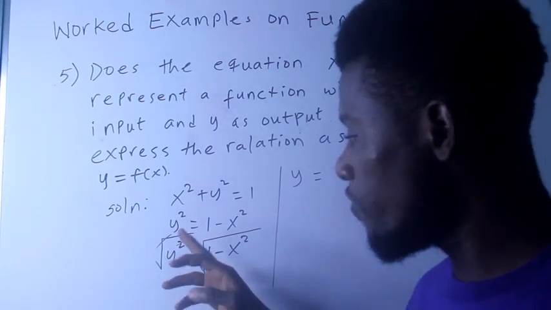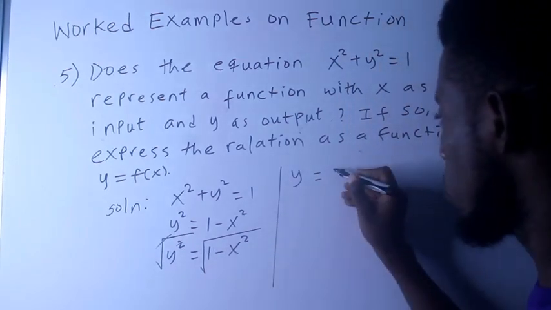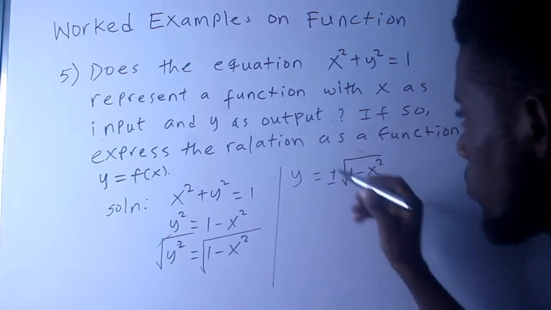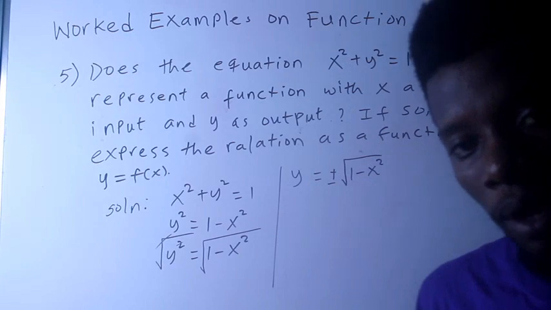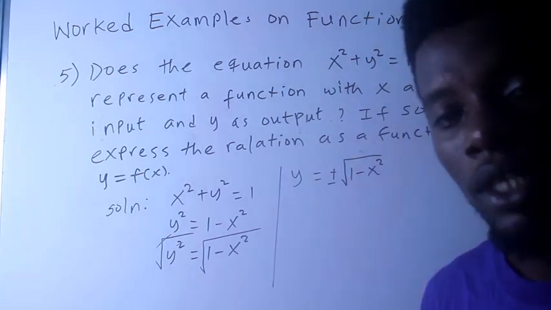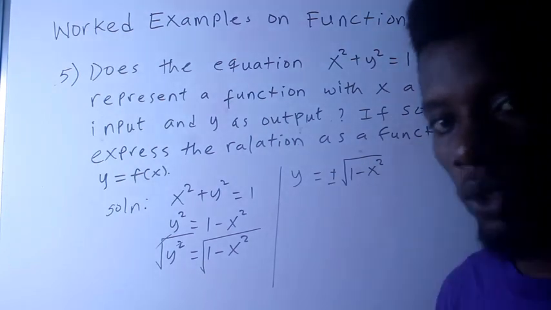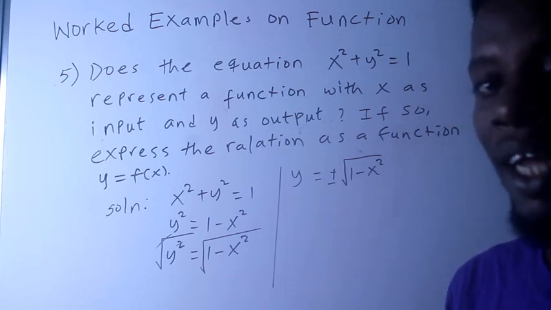And if you square a negative number, you also have a positive number. So y is equal to plus or minus the square root of 1 minus x squared. If we solve this equation, we have this. Now, remember, we said for a relation to be a function, there should be a single y for each x. In other words, the x values must not repeat.